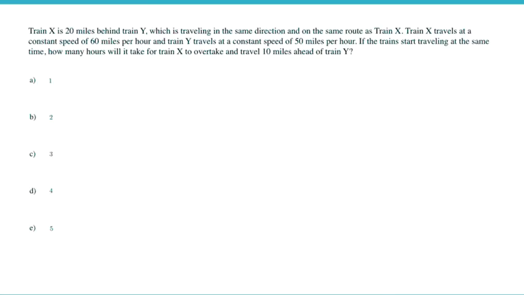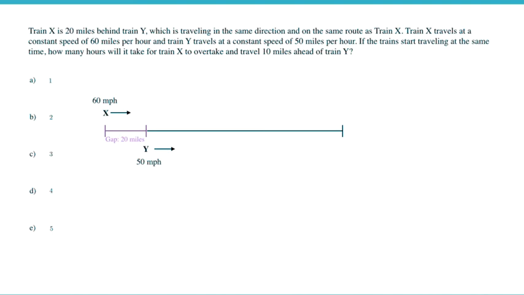To start, let's draw a diagram to visualize the given information. We know that train X travels at a rate of 60 miles per hour and that train Y travels at a rate of 50 miles per hour. Further, we know that at the beginning, train X is 20 miles behind train Y. Therefore, the gap between them is 20 miles.